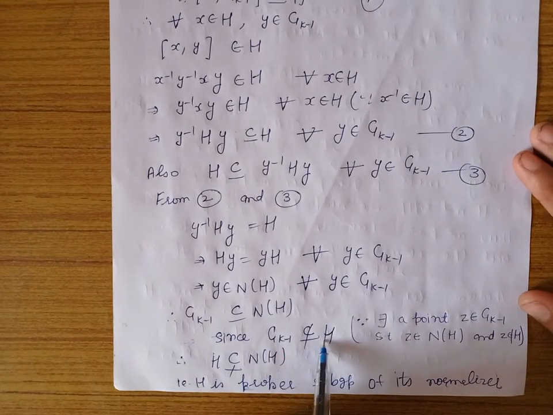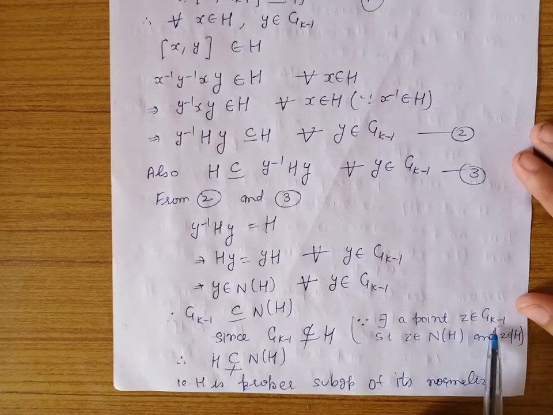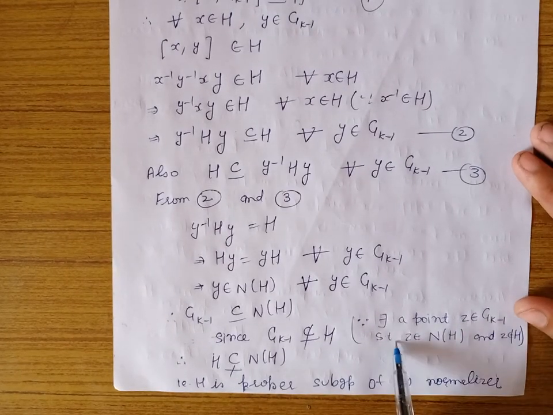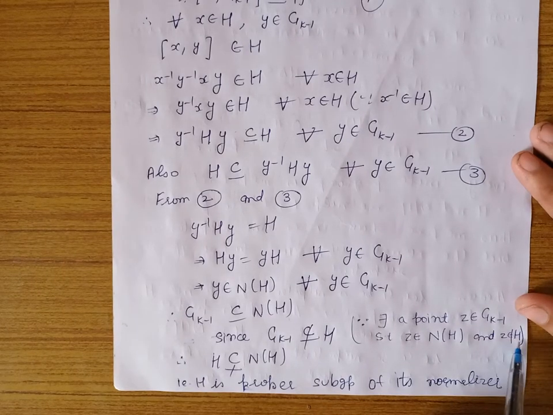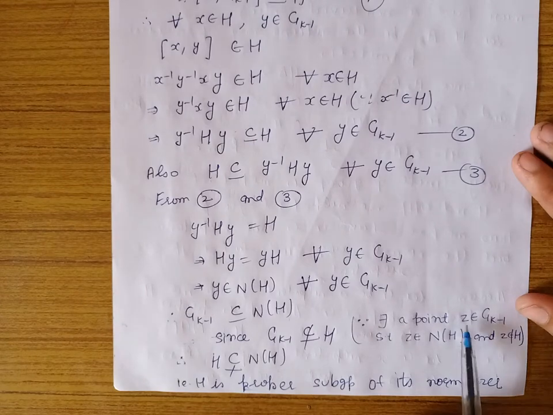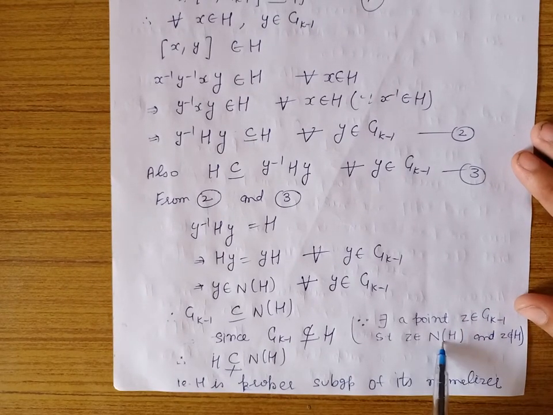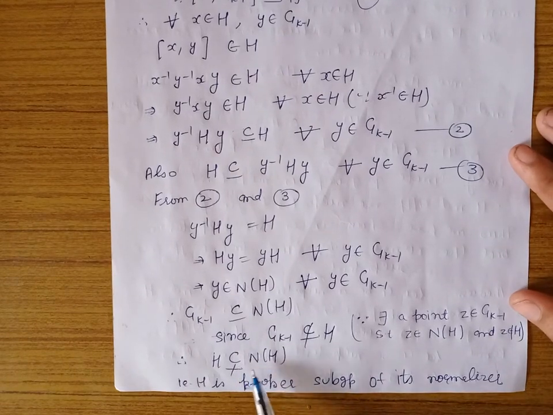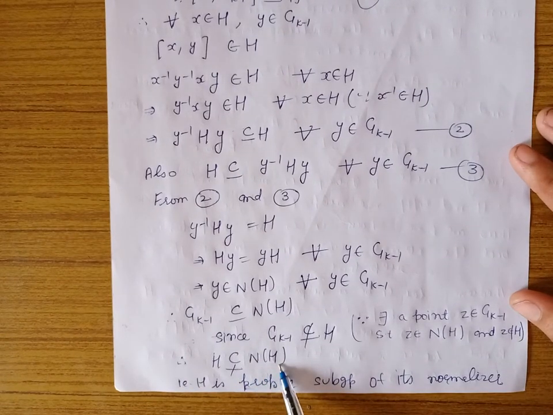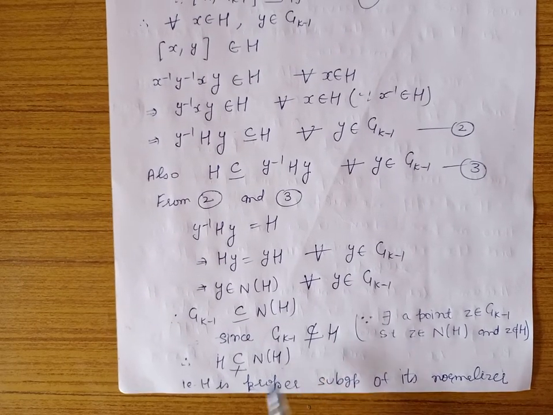We can combine these two: Gk minus 1 is contained in the normalizer of H, but it is not contained in H. It means we can find an element Z from Gk minus 1 such that it belongs to the normalizer of H and does not belong to H. That element we have taken as Z. Z belongs to the normalizer of H, but Z does not belong to H. So H is properly contained in its normalizer. This completes the proof of this theorem.